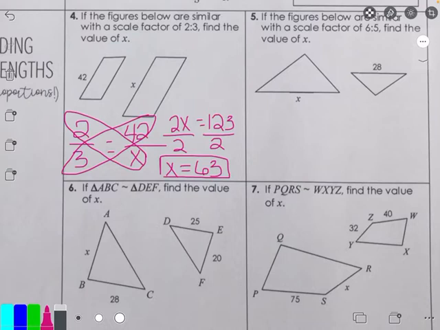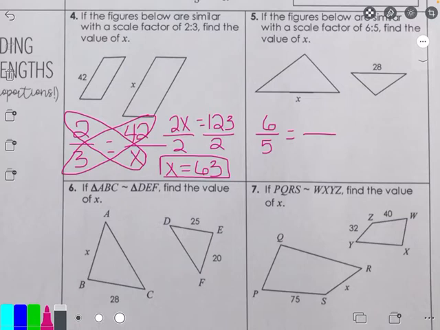Let's go ahead and do another one. Again, we have two figures. They are similar with a scale factor of 6 to 5. So that scale factor I'm just going to put into a fraction, 6 to 5. It's going to equal another fraction. I need to solve for x.